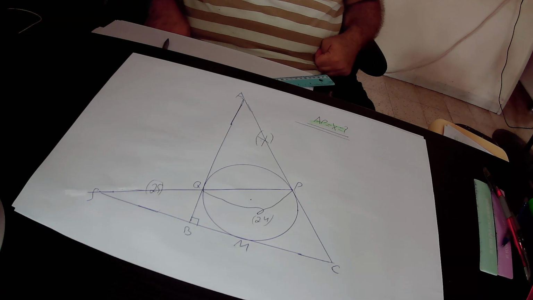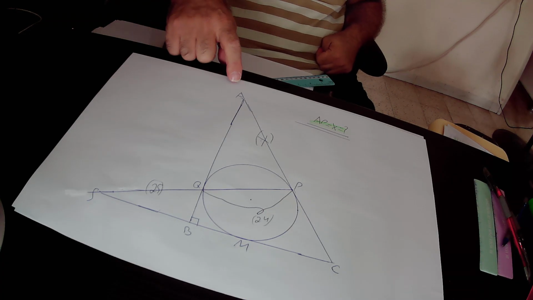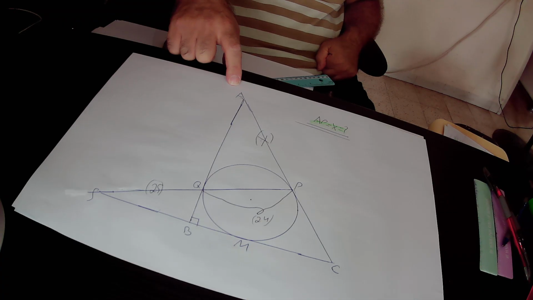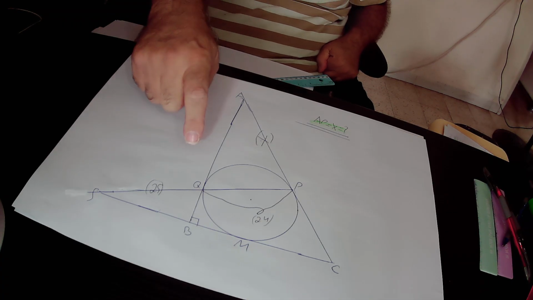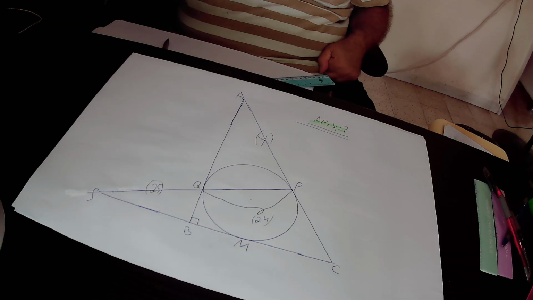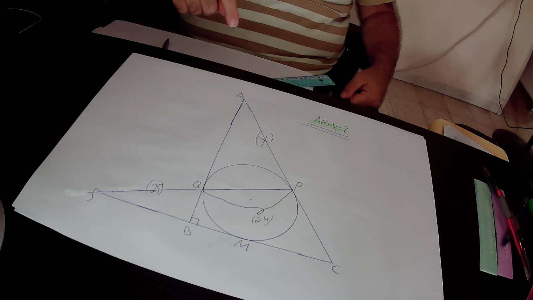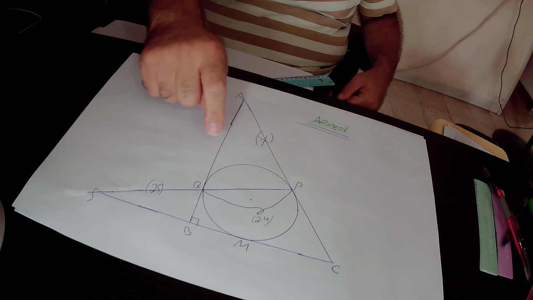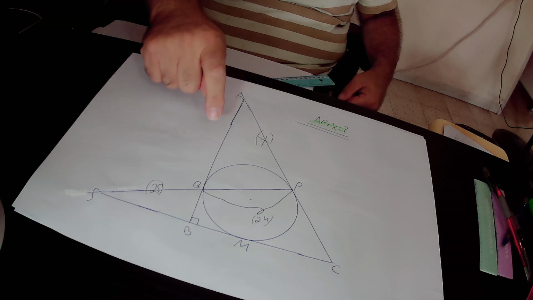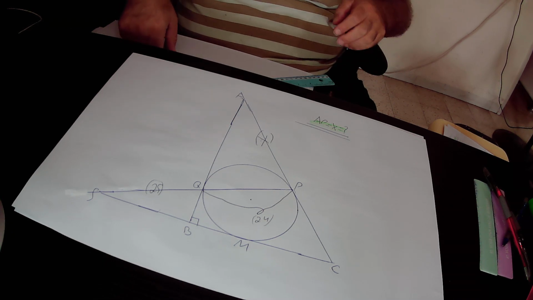Why? Because if we focus on this common external point, point A, we have two tangents to this circle, tangent AQ and tangent AP. According to rule 2, they are equal to each other. That is to say, AP equals AQ, but AP is x, therefore AQ must also be equal to x units in its length.